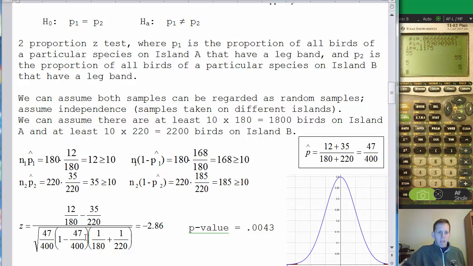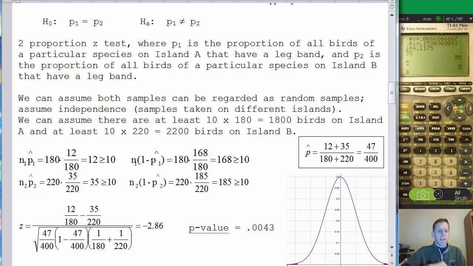On to step 3. Your numerator is going to be the difference of the two proportions in the samples, 12 over 180 minus 35 over 220. I've calculated P hat over to the side, which is this pooled proportion. So I took the 12 and the 35, which are the two numerators. 180 and 220 are the two denominators. This totals up to 47 over 400. That is your P hat. So I've substituted that in for P hat. N1 is 180, N2 is 220. You get a Z that's negative 2.86. Because this is a not equal to problem, we're going to go to negative 2.86 on the graph and shade to the left, and we're going to go to positive 2.86 and shade to the right.